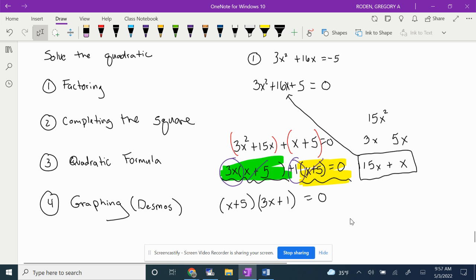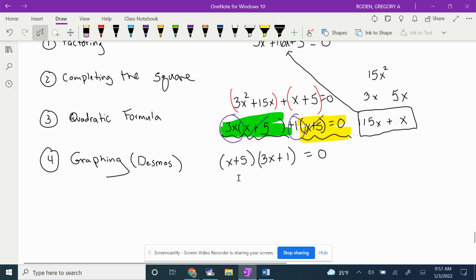The next thing we're going to do is use the zero product property rule. So remember, we have here one or both have to be 0. So we have one expression, x plus 5, has to equal 0, or 3x plus 1 has to equal 0. Okay? So now we solve for x and we get, let's see here, we can subtract 1 and divide by 3, and that gives us x equals negative 1/3.